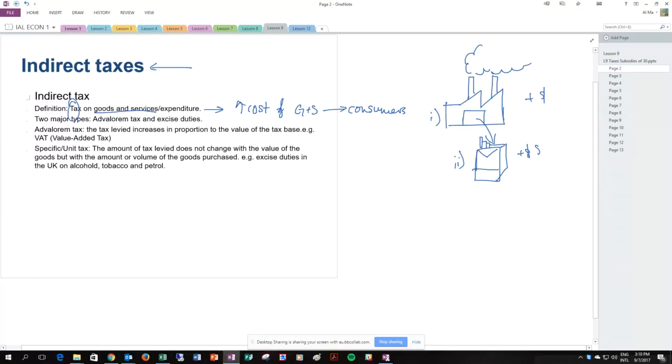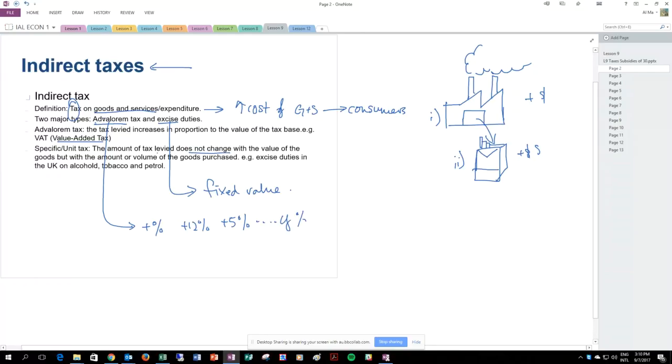Now, there are two types of taxes. One is what we call an ad valorem tax. The other is what we call an excise tax. Excise tax is the easiest, because that's basically a fixed value, or, as we say, the value levied does not change with the value of goods and services. Whereas ad valorem is basically what we understand as value-added taxes. So oftentimes there's an increase in proportion or percentage. For example, in a lot of countries that have sales tax domestically, oftentimes it's plus 12% or plus 5% or whatever percent we're talking about.